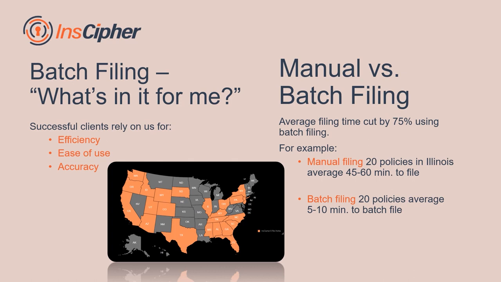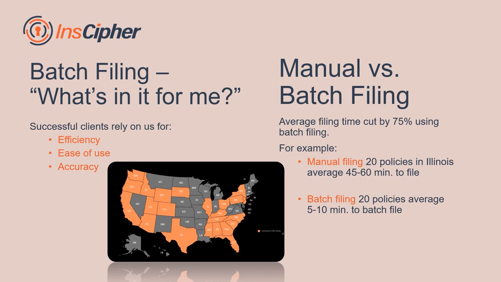So when we say manual filing, we're talking about entering a policy or endorsement into the state taxpayer portal one at a time. When we're talking about manual batch filing, we're talking about uploading a spreadsheet that lists out all of your policies and endorsements and batch filing those all at once. And then we also have API batch filing, whereby you have the ability to take a batch of transactions from the InsCipher portal and without leaving the portal, push that right over to the state website.